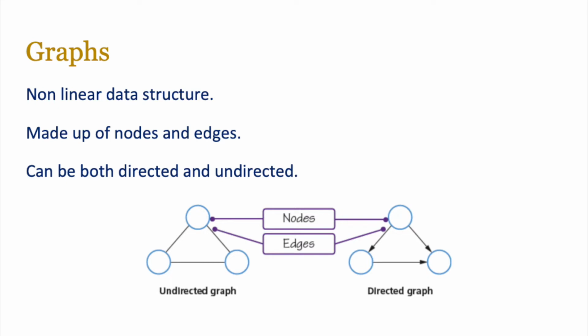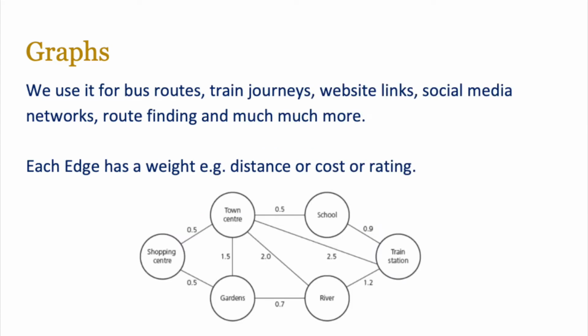On screen, you see an image of what nodes are. Normally they are circles, and the edges are the lines that connect them. And what do we mean by directed graphs? Well, a directed graph will have a direction from one node to the other, and normally this is indicated by an arrow. Now, we use graphs for mapping bus routes, train journeys, website links, social media, networks, route finding, and so much more. You can even link DNA relatives to each other. Graphs can be used in history, medicine, you name it. As long as you can establish a relationship between two parties, chances are it could be represented as a graph.